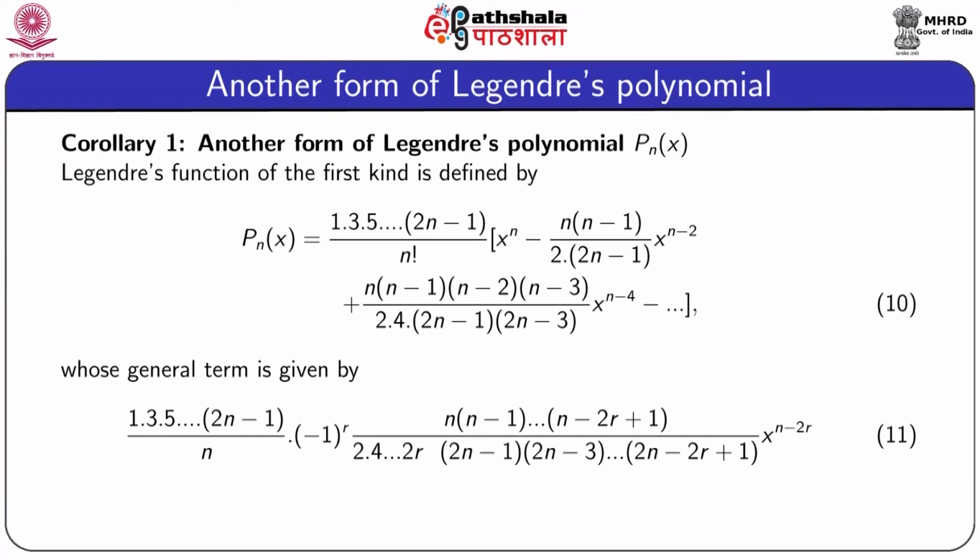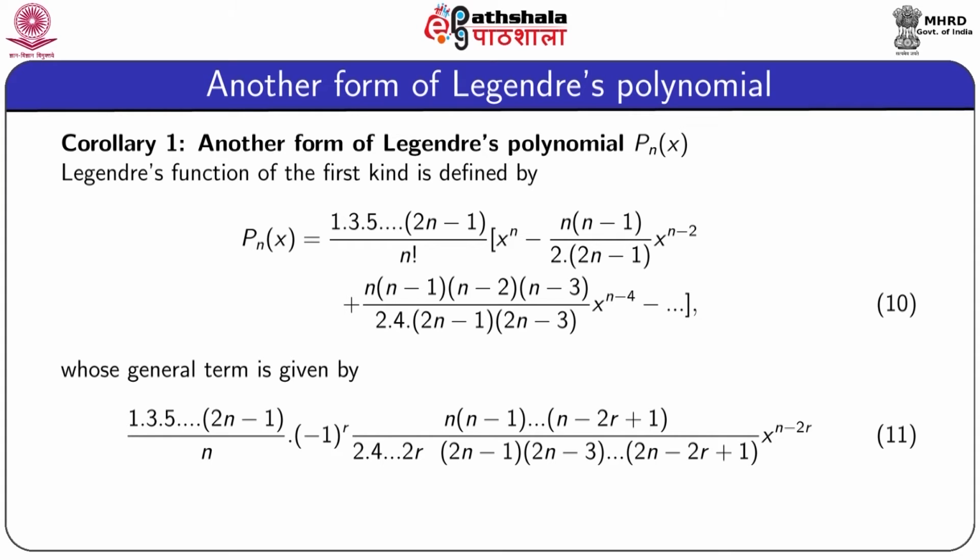We now look into an alternate expression for Legendre's polynomial, which may be useful in many cases. As defined before, the Legendre's function of first kind is given by equation number 12. The general term is given by expression number 13. Now, please look into the third term of 12.